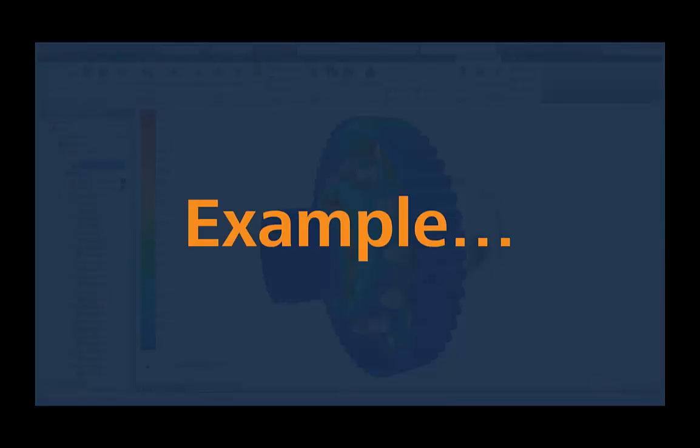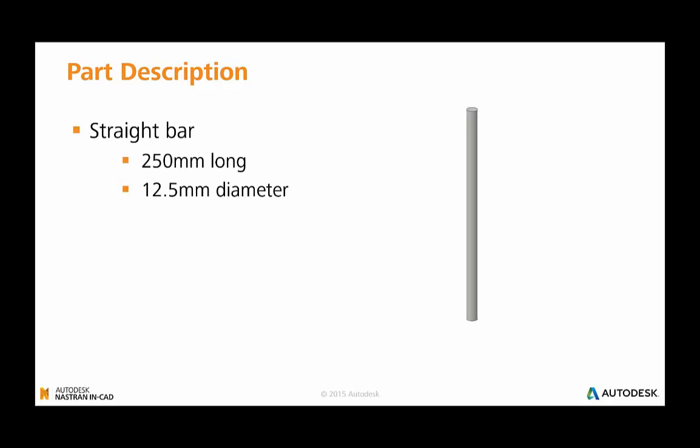So, let's have a look at a practical example of how we can run buckling analysis, and let's have a quick look at a simple part that we've got. So we've got a straight bar that is 250 millimeters long, and it's got a diameter of 12.5 millimeters. It's fixed at one end and free at the other. So we'll assume it's in a vertical position.